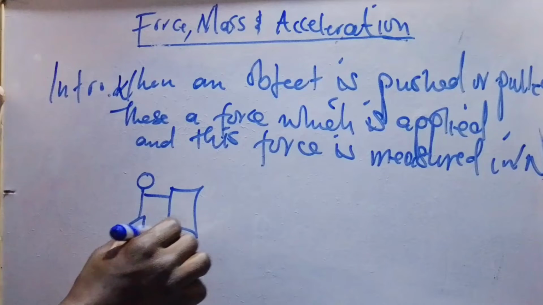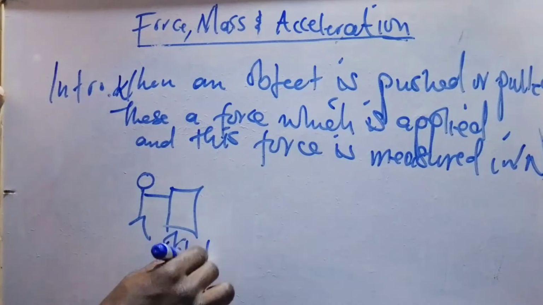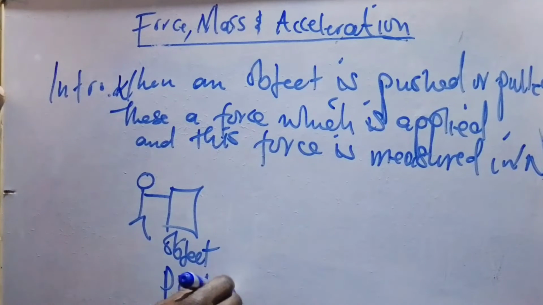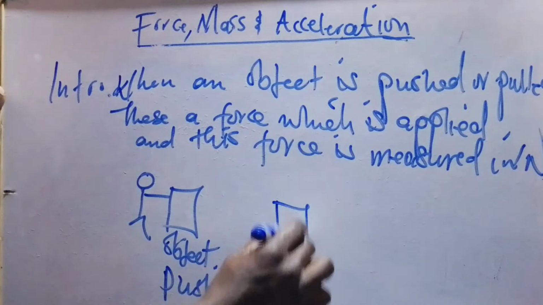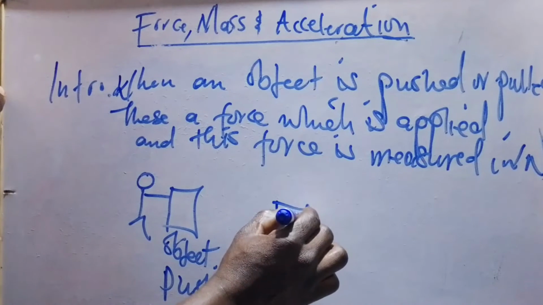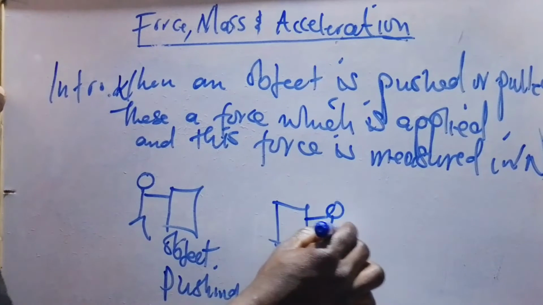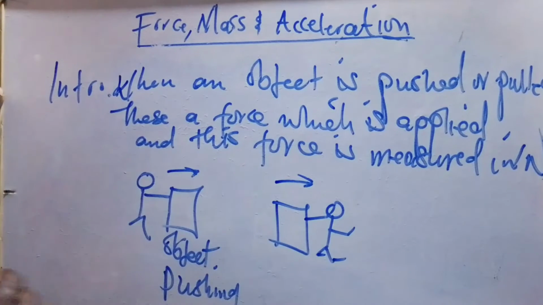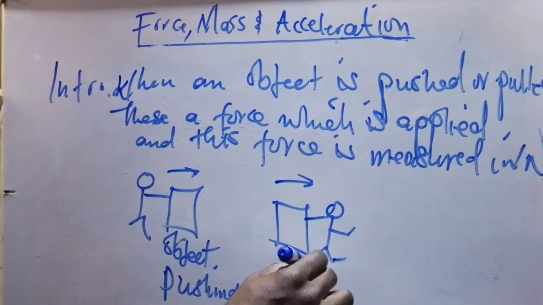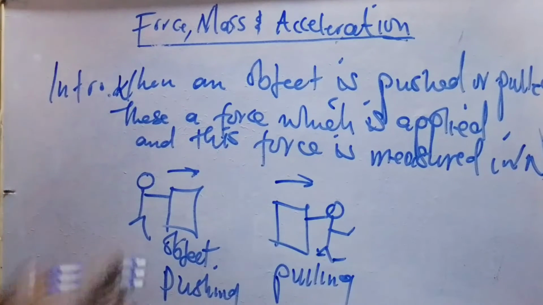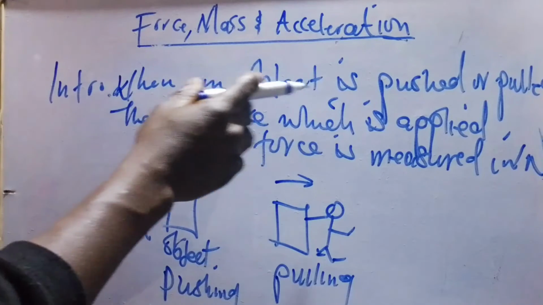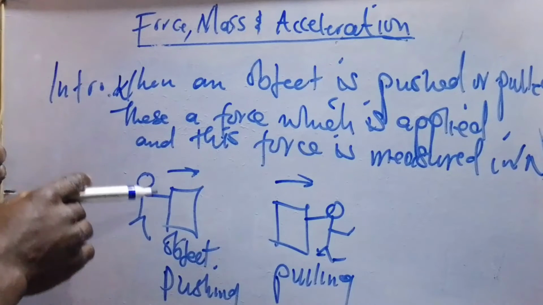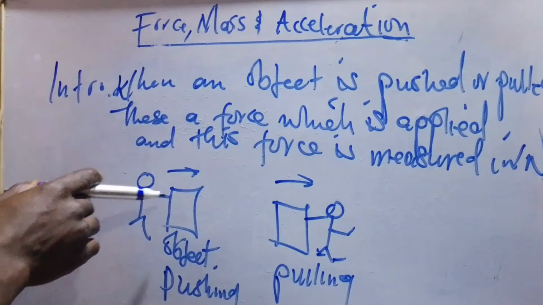pushing this object here, and this other person which is pushing this object, and this other person also here pulling this object to this direction here, which is pulling. Okay, that's what I mean here. When an object is being pushed or pulled, there's a force. So for this object to start moving here, that means there's a force which is applied to it.